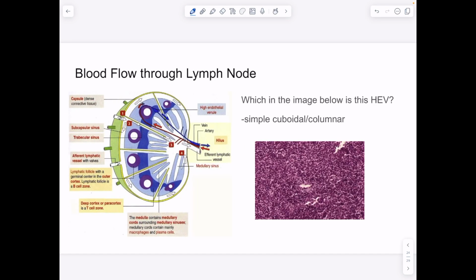All right, blood flow through a lymph node. We see that blood is coming in through our artery, and then it's going to leave through our vein, just like this. And then, of course, we have right here our HEV, which is where our lymphatic cells can enter into the lymph node. In terms of where that is on this slide, we have it right here. If you were to try to draw the edge, the ring of the HEV, again, it's a venule, so it's not going to be completely circular, but it is simple cuboidal or columnar.